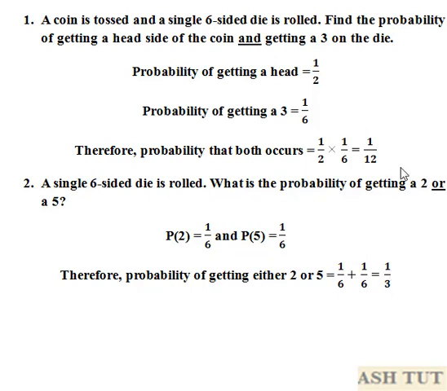So this is some basic information that you have to notice. You have to notice this 'and' or 'or' in the given statement. 'And' means multiplication and 'or' means addition. So that's it. We will discuss some more questions and some more types of probabilities in the next videos.